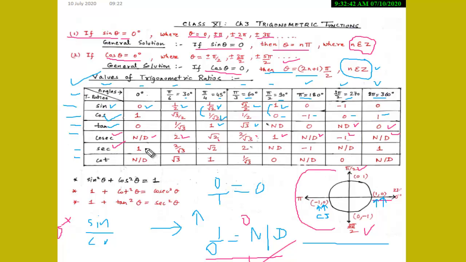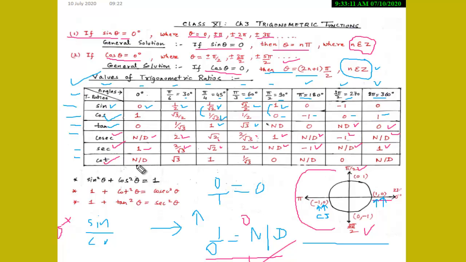And our fifth trigonometric function is sec. Since sec theta is equal to 1 upon cos theta, as cos 0 is 1, sec 0 is 1 upon 1, which is 1. So sec 0 is 1, and then sec 30 is 2 by root 3, and then sec 45 is root 2, sec 60 is 2, sec 90 is undefined, sec 180 is minus 1, sec 270 is undefined, and sec 360 is 1.